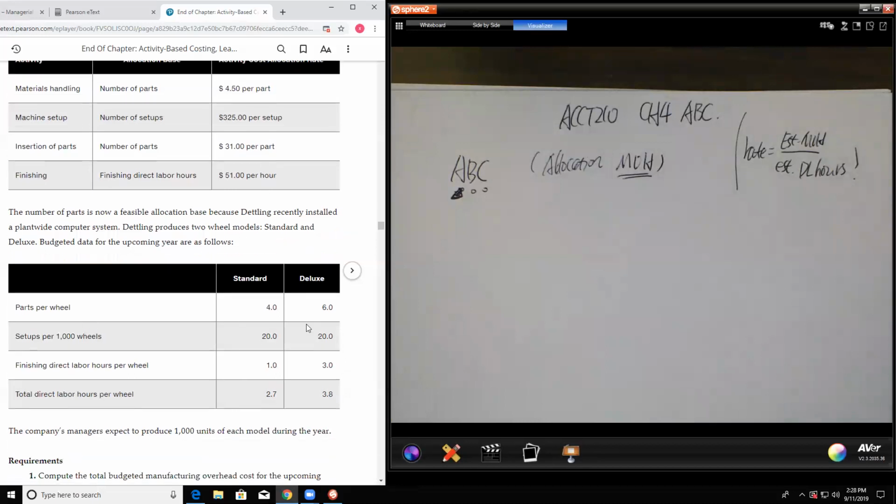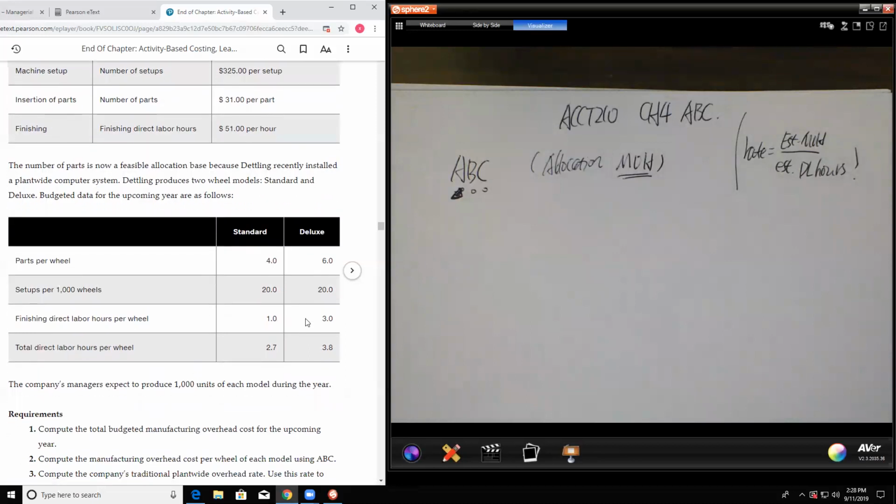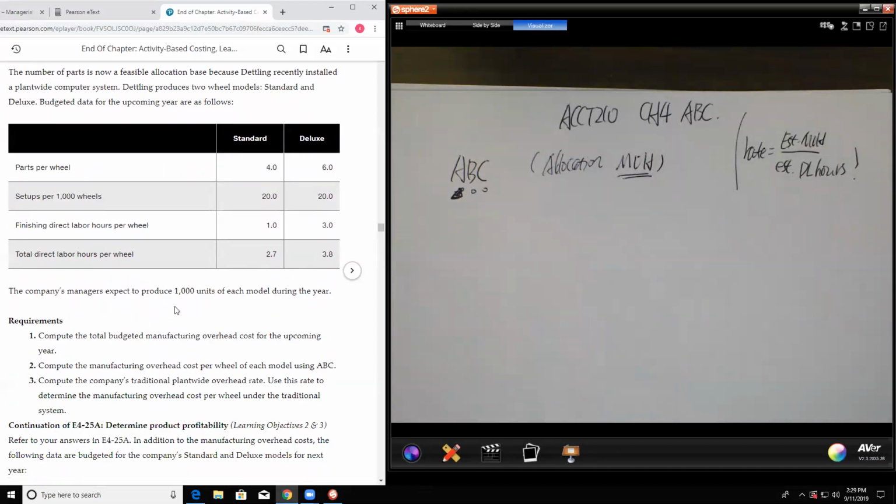Okay, so it also gives you this information. It said that you will produce 1,000 units. In this question, your units are the wheels. So you have 1,000 units for two different models, right? You have the standard, you have the deluxe. So let's look at the question. And then you think about you are producing 1,000 for each type.